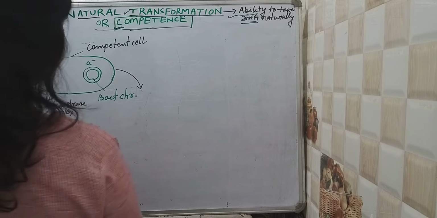Actually this is the ComG and ComEA, which function to bind the double-stranded DNA molecule. So, I should draw here the double-stranded DNA molecule. It comes and binds to the receptor complex here, like this. I should write here, this is the extracellular environment, and here this is the intracellular environment.